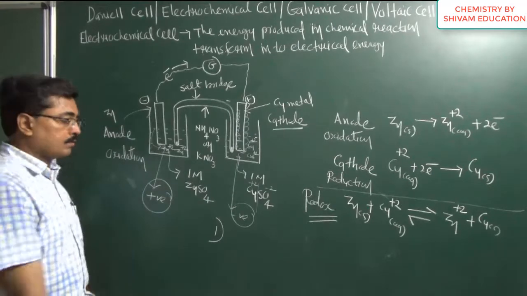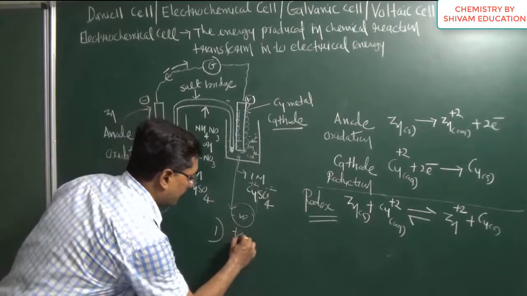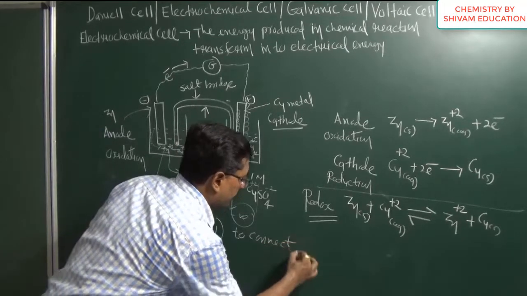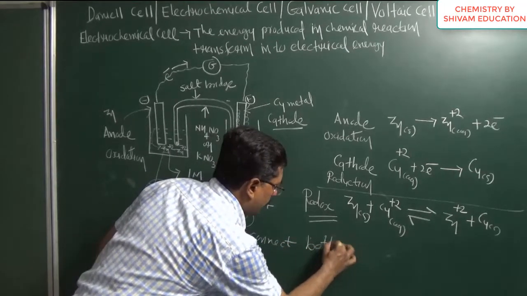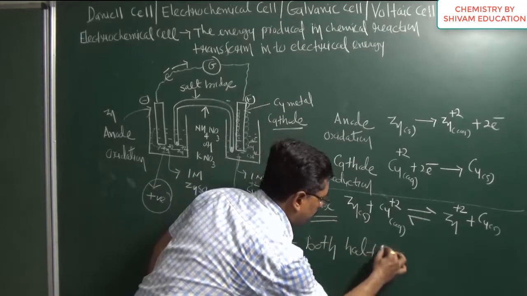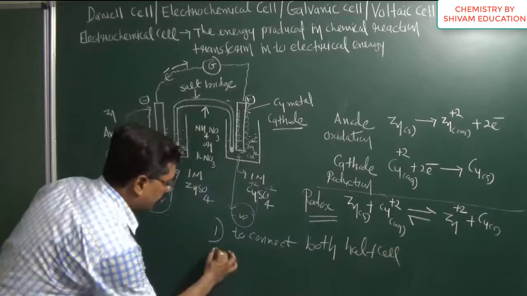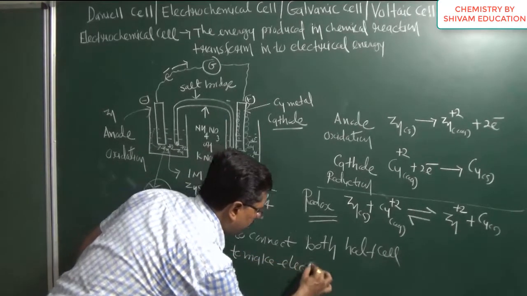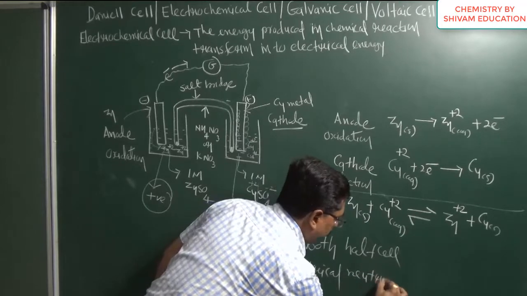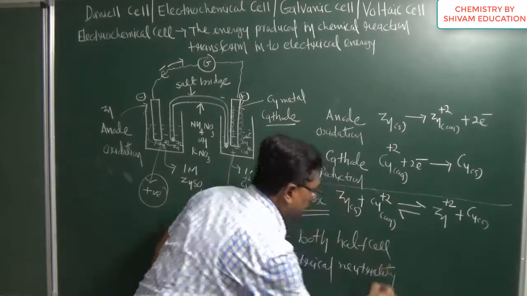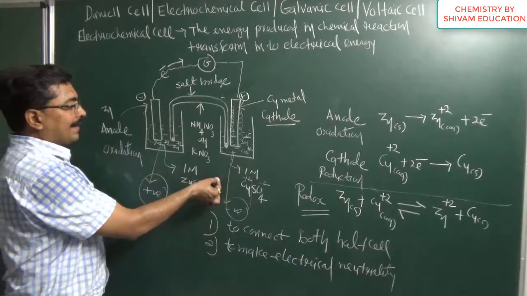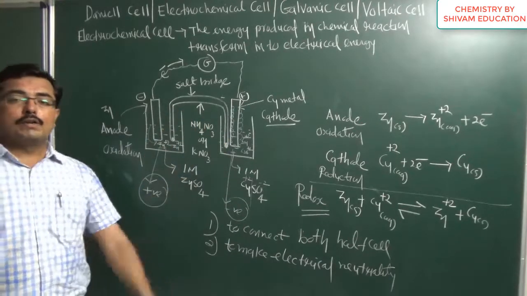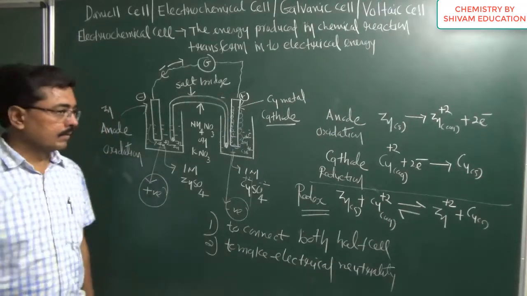Let me write here: the first function of the salt bridge is to connect both half cells, and the second function is to make electrical neutrality. To make electrical neutrality, it is observed that during these cell reactions, the negative ion will flow through the salt bridge, so electrical neutrality will be maintained.